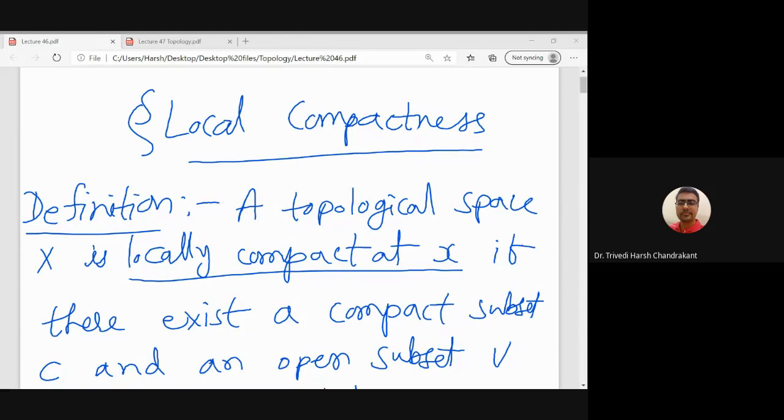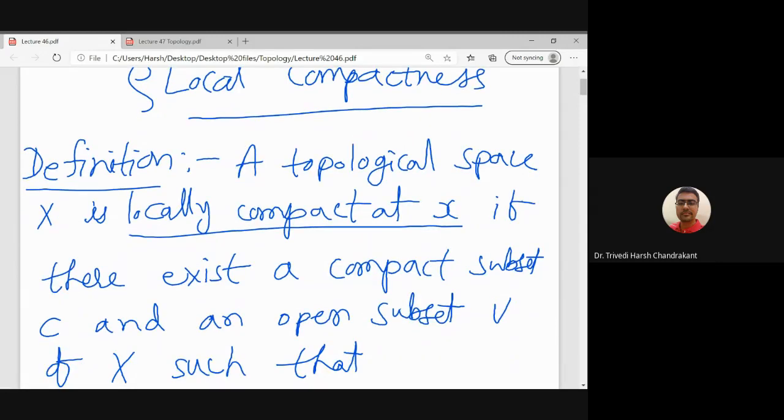So, good afternoon to all of you. Today, we want to discuss local compactness, which we started in the last lecture. So, in the last lecture, we defined what are locally compact spaces.